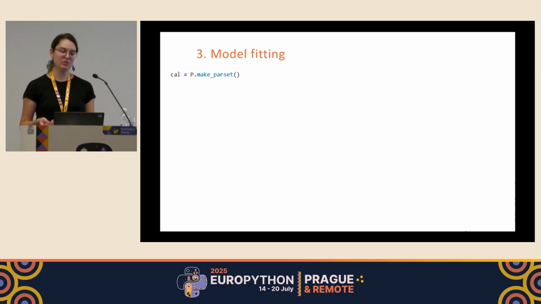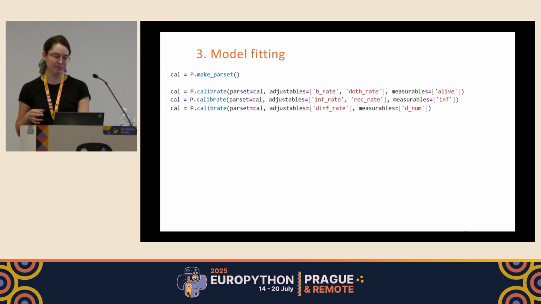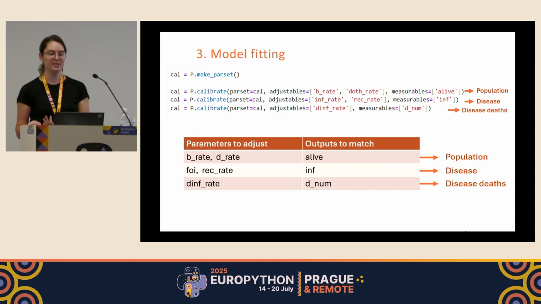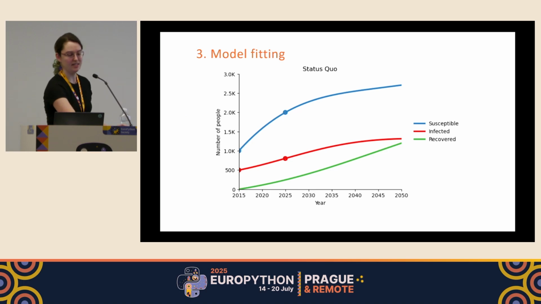And in the code, the first thing we're going to do is make a new parameter set. So we've got a variable of the project called a parameter set, which is just a copy of all of our parameters. So this is just so that we don't modify the original copy. We're still going to have an original copy, but we're editing our own copy. And these 3 lines of code are essentially this table translated into code. So firstly, we're calibrating the population, then the disease, and then the disease deaths using the calibrate method of the project. And then we just run the simulation. And this is what that looks like.